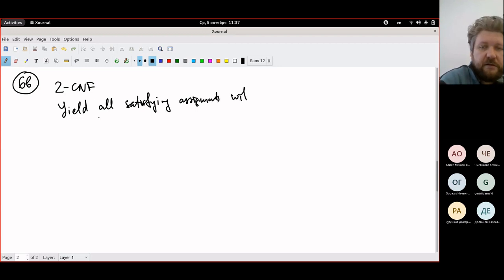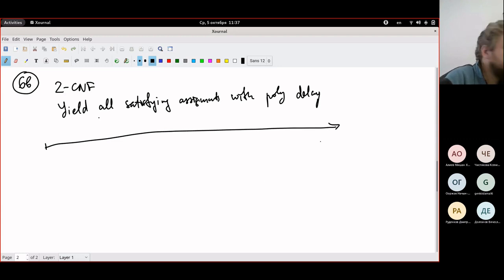assignments with polynomial delay. So what it means is that you start your process, and this is the timeline of your program. It works for some polynomial time. Then at this point it should yield one assignment, let's call it alpha 1. Then again it should work some polynomial time, and it should yield another assignment which we will call alpha 2.